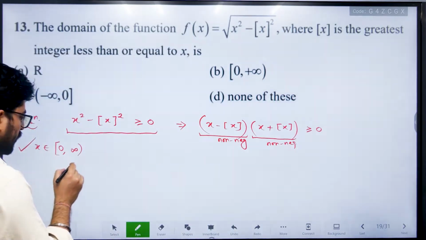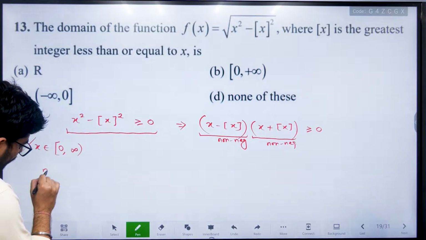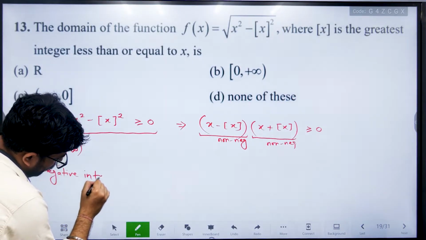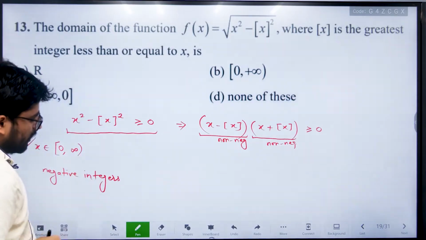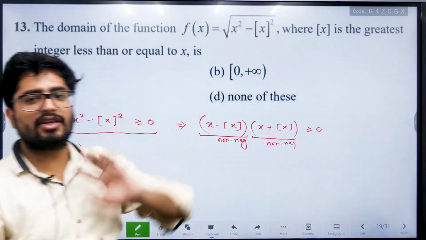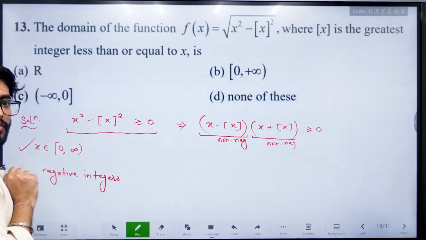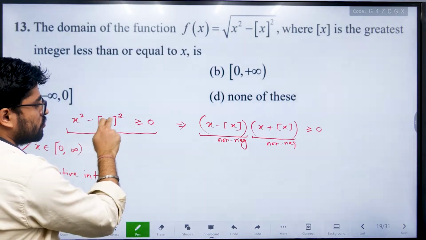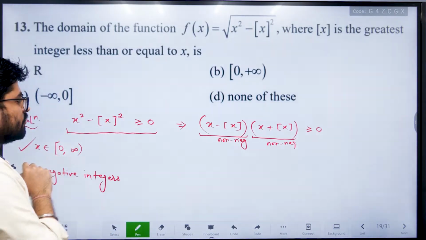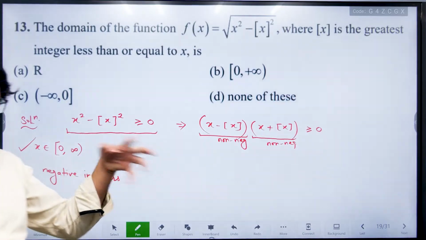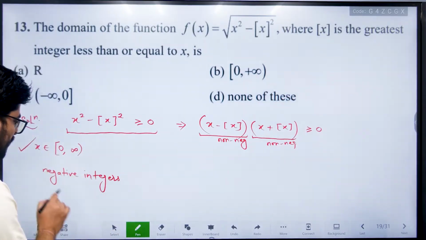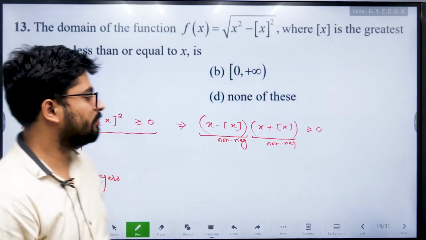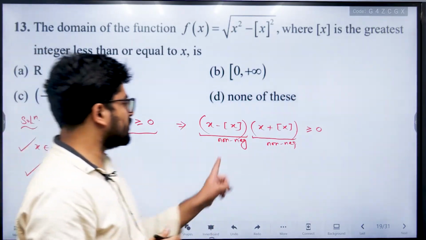And what about negative integers? If you take, let's say, -2, then -2 whole square is 4. The greatest integer of -2 is -2, whose square is also 4. 4 minus 4 is 0. So it means you can take negative integers also. That is also part of your domain.